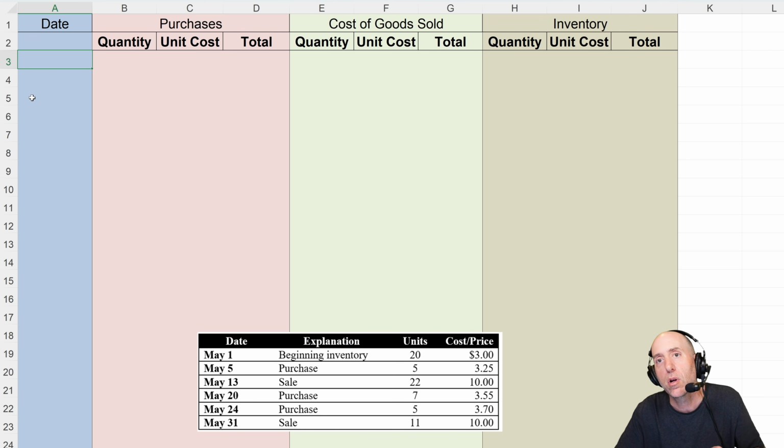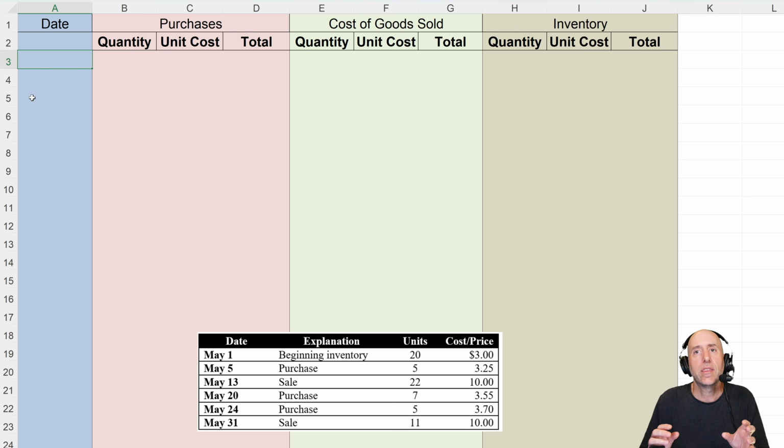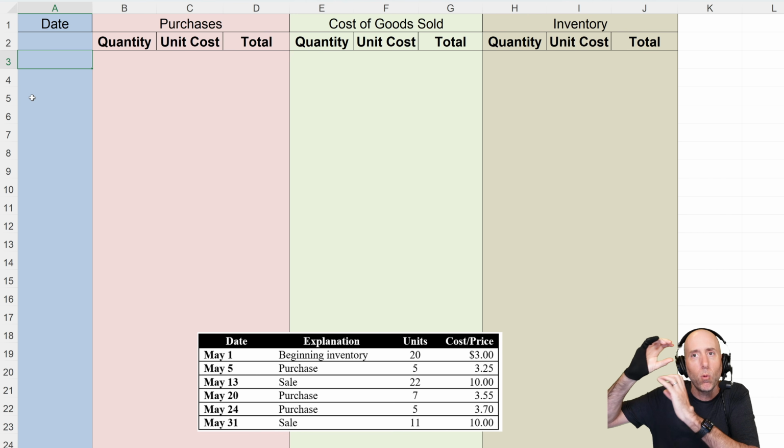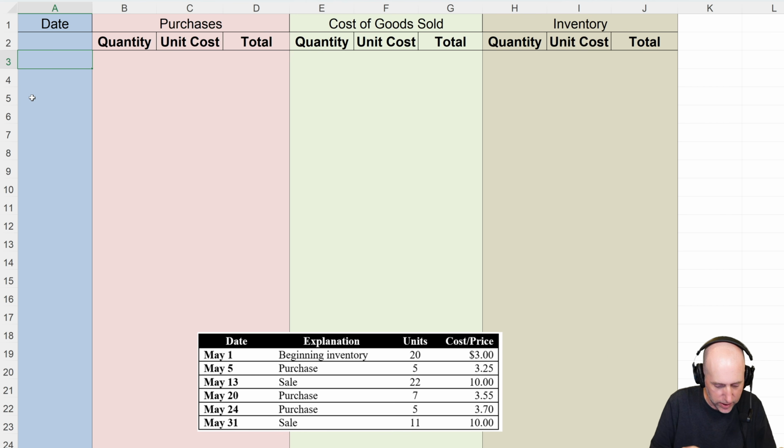Now remember the deal with the weighted average method. The weighted average method says, what's the average cost of what I have in inventory? But if I have a lot of one unit and less of another, I need to consider that weight. And you'll see what I mean here. Let's jump in and start with May 1st.